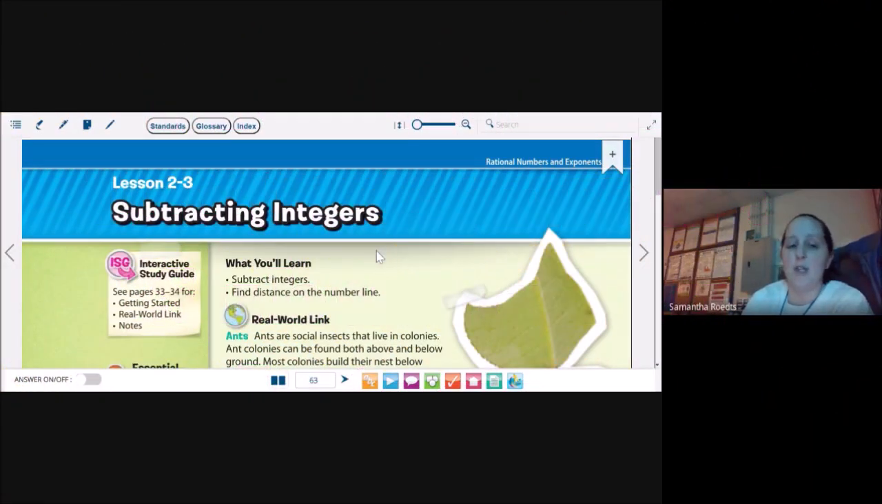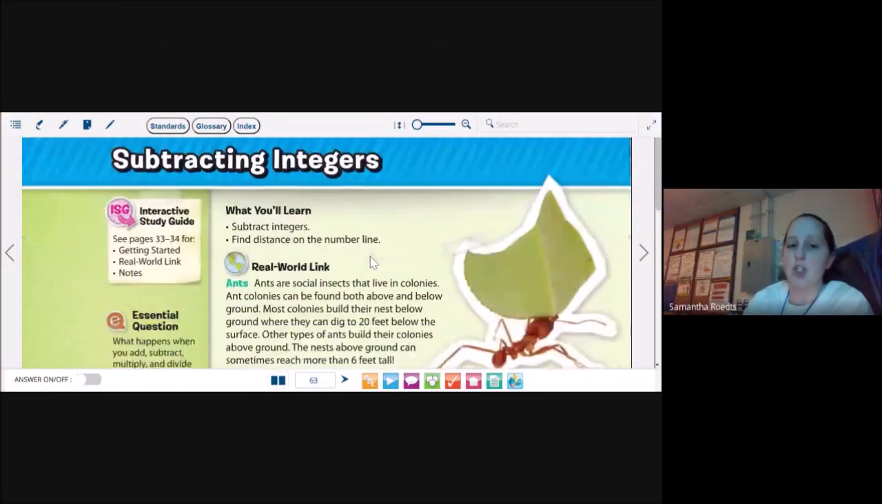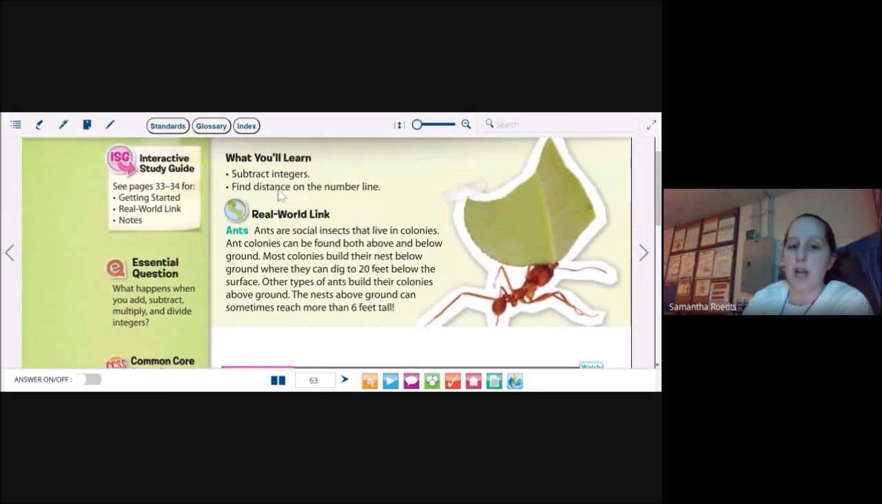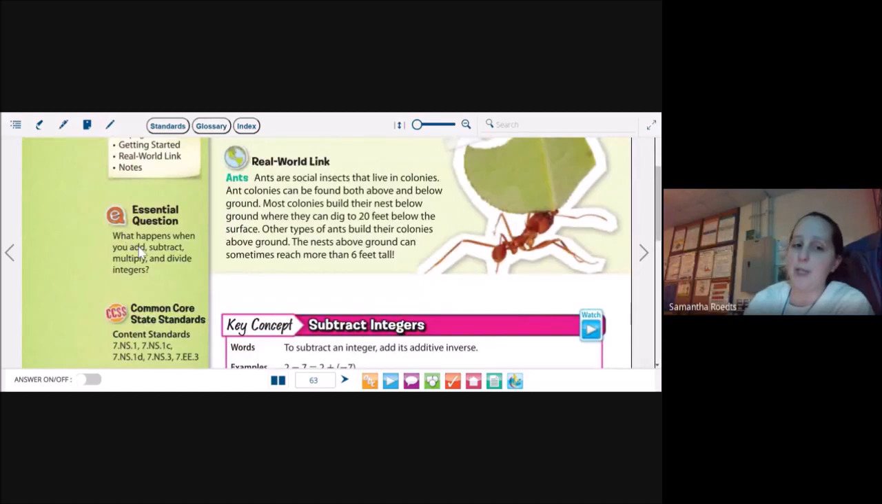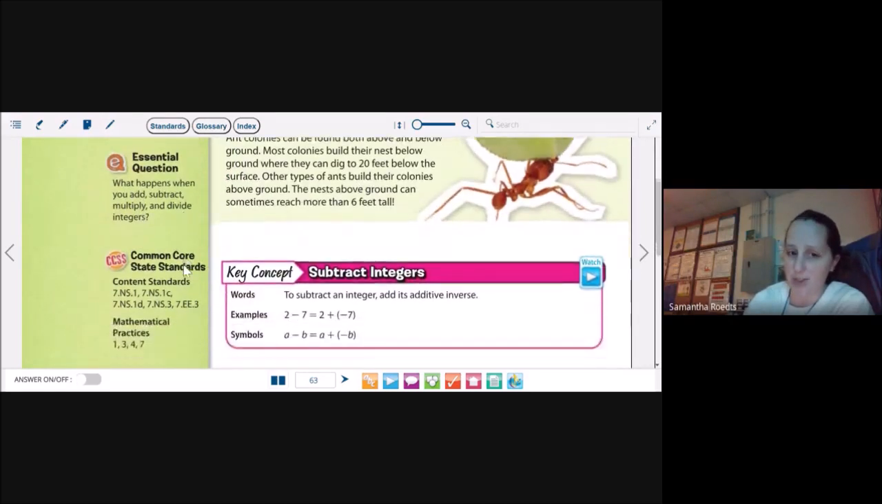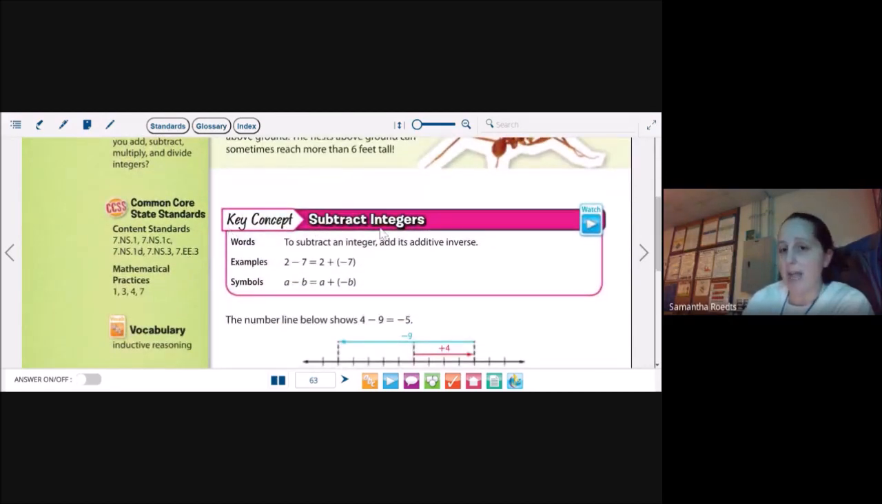All right, this is Unit 1, Lesson 3, Subtracting Integers. What we're going to learn is subtracting integers and finding the distance on a number line. Our essential question is: what happens when you add, subtract, multiply, and divide integers? So our key concept: subtracting integers.